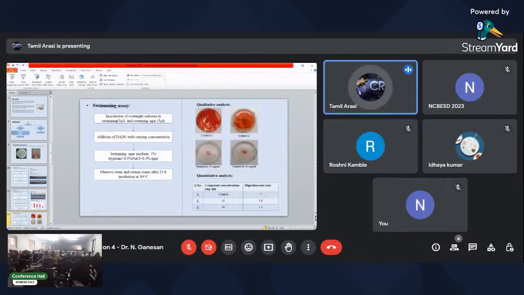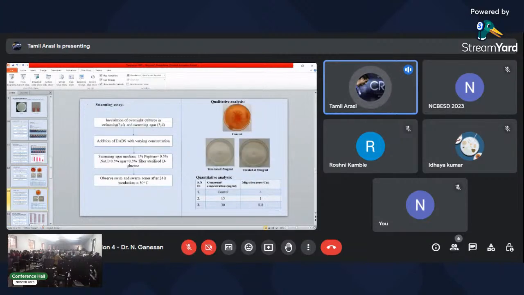And I've done the swimming assay using this method. In qualitative analysis, you can see that there are 2 controls I've kept. In that, you can see without compound, it can swim well. But with compound, it can't swim. So here are the quantitative analysis results. In control, it grew till the end of the Petri plates, that is 7 centimeters. But in 50 mg per ml and 30 mg per ml, the migration zone is very small compared to the control. So again, this compound is working against bacteria.